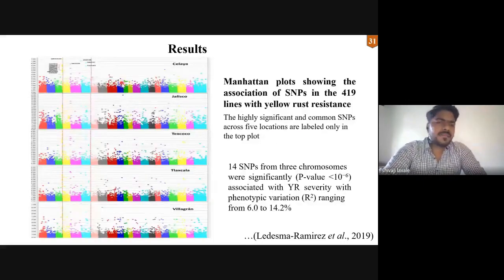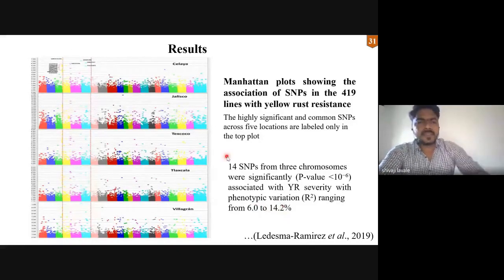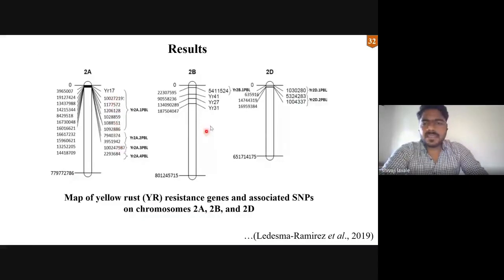In the Manhattan plot, after association analysis, they found that these 14 SNPs represented in the top plot are common in all the 5 locations. So these were said to be significantly associated with the trait, with R-square value ranging from 6 to 14.2%. And these were the SNPs. Numbers represent the SNPs that were found.